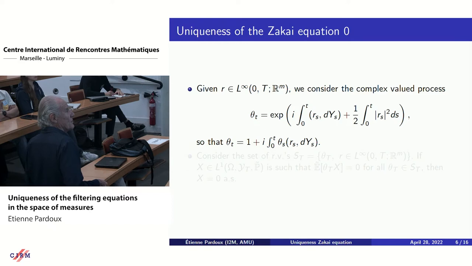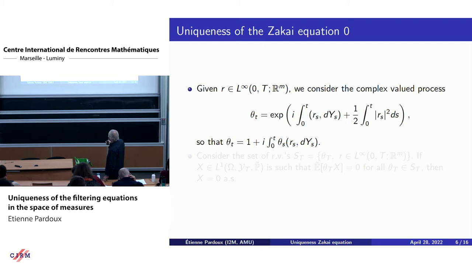So that theta t is in fact a martingale. Recall that I'm working only under the transformed measure P tilde. So dY, this is Brownian motion, so this is a martingale.